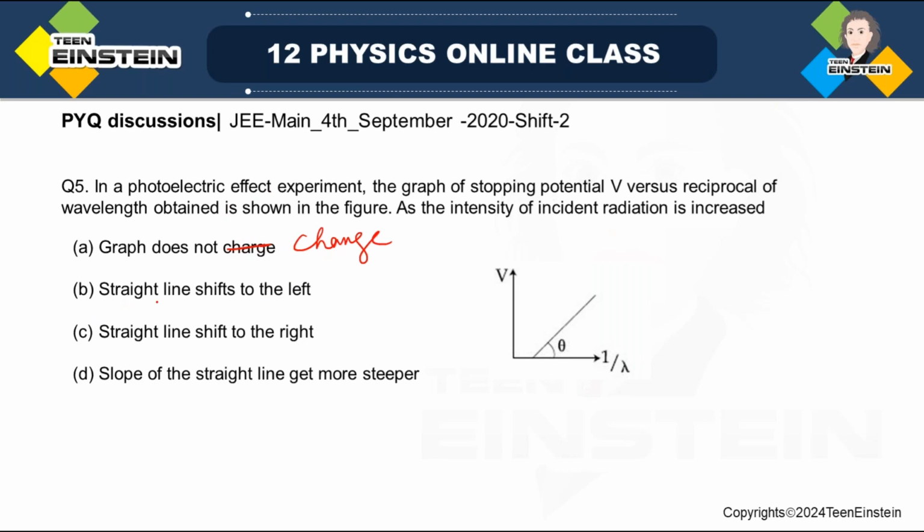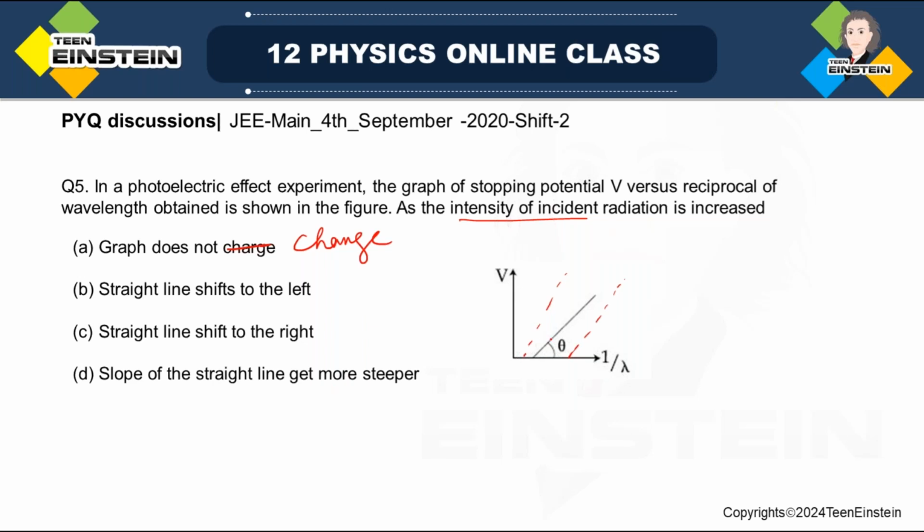Change. Straight line shifts towards left. That means the graph will come like this. The straight line shifts towards right. That means it should go like this. Okay, so as the intensity increases, the slope of the straight line gets steeper.